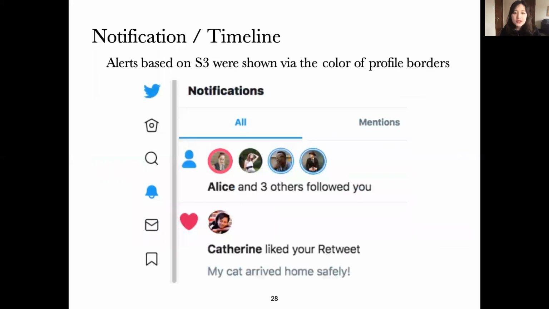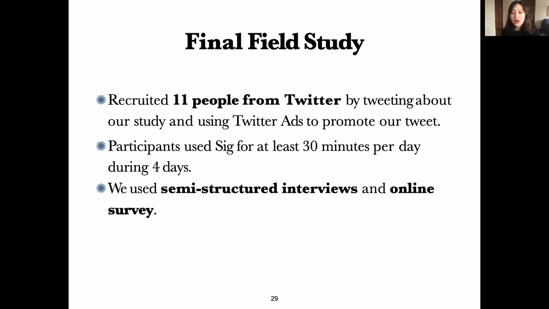And as I've mentioned, SIG also works on notification and timeline pages, and SIG communicated the results through the color of the profile image border. So when the border color turns blue, it means that SIG is currently computing. If it fades away, it means SIG concluded that the account is likely to be safe to interact with. If it turns red, it means SIG flagged the account for a reason. And so I hope these descriptions help everyone to have a clear picture of how SIG works. And now I'll move on to our field study.